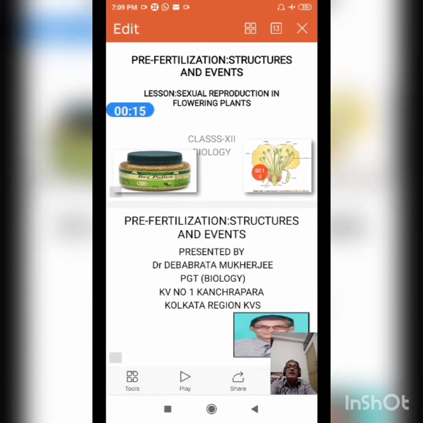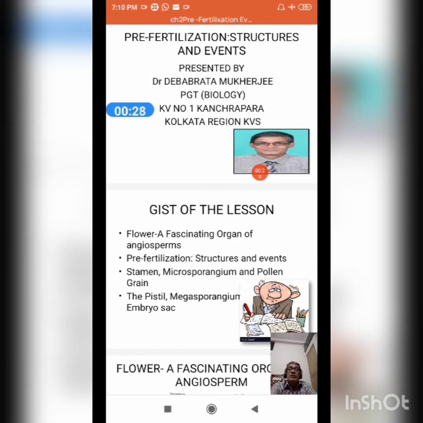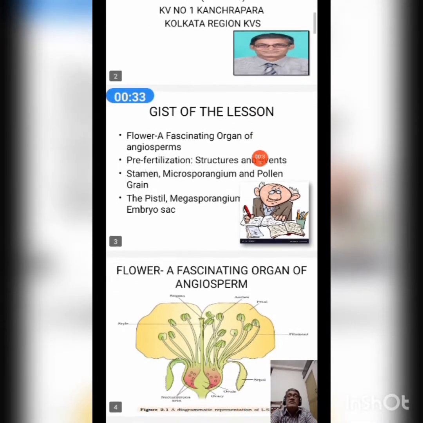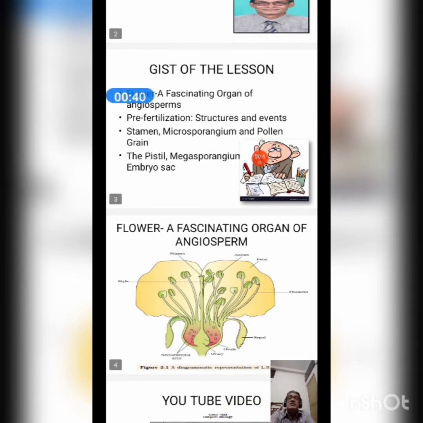Today I shall explain the concept of pre-fertilization structures and events under lesson 2, sexual reproduction in flowering plants, of class 12 biology. So we must know the content for today's discussion. We will discuss the flower, a fascinating organ of the angiosperms, pre-fertilization structures and events, stamen, microsporangium and pollen grain, the pistil, megasporangium and the embryo sac.